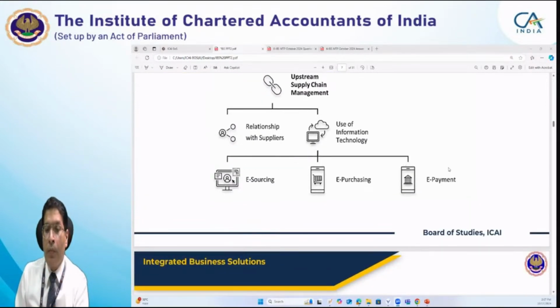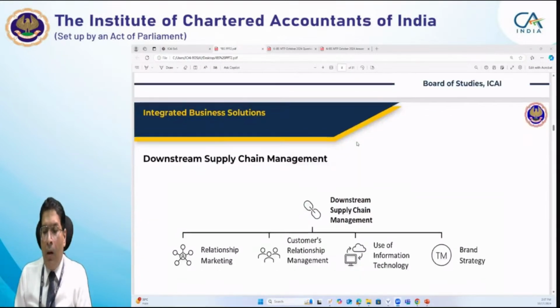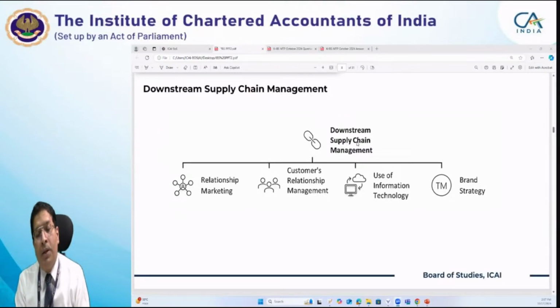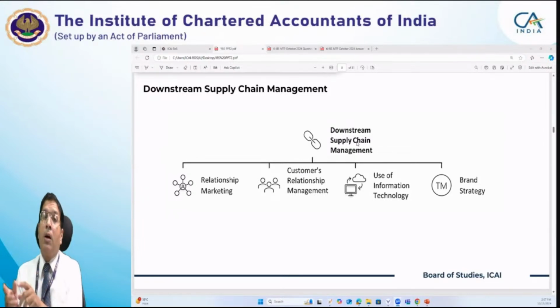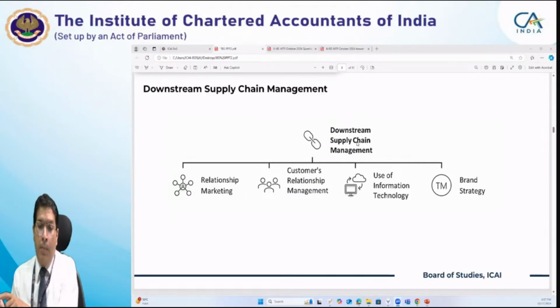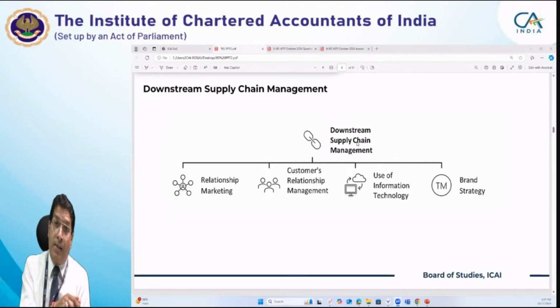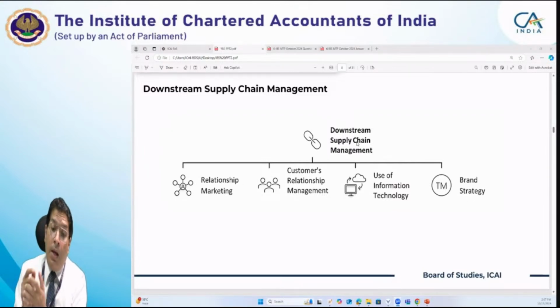Now, another part is information technology. I will discuss it with you later. Next is downstream supply chain management. Downstream supply chain management involves managing the flow of products to the customer. This is from the customer side. Previous one was from the supplier side, from procuring of raw materials. Here, customer relationship management is very important.